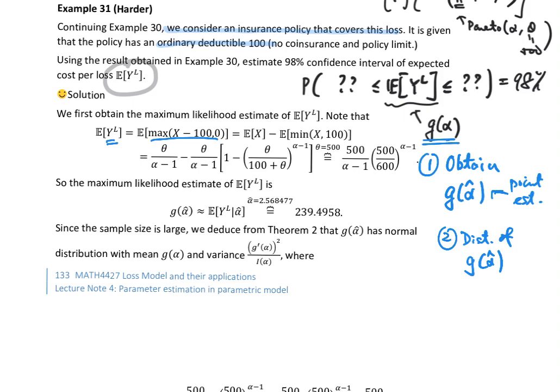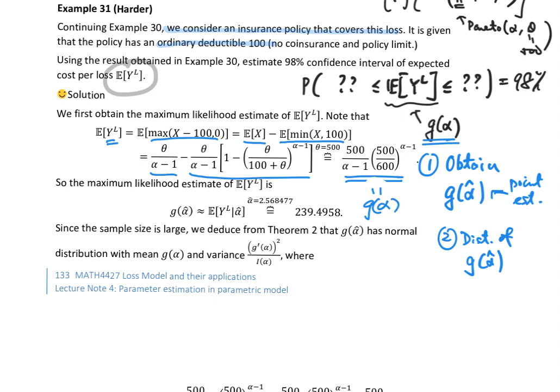Then using the table that I gave you, for the Pareto distribution, the expected value of S equals this number, and the expected value of minimum of S and 100 will be equal to this number. Then you can substitute theta equal to 500, which is something that you know, put that in, and simplify. Then this will be the formula for the expected value of YL, which is equal to G alpha.